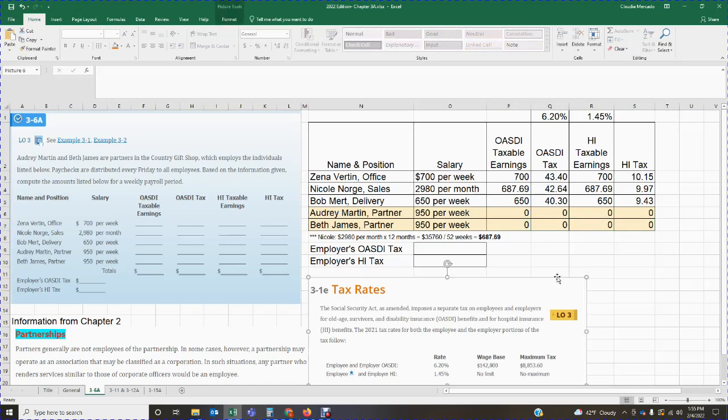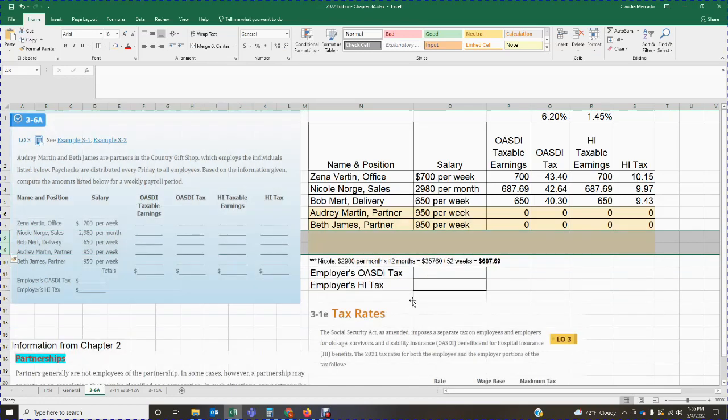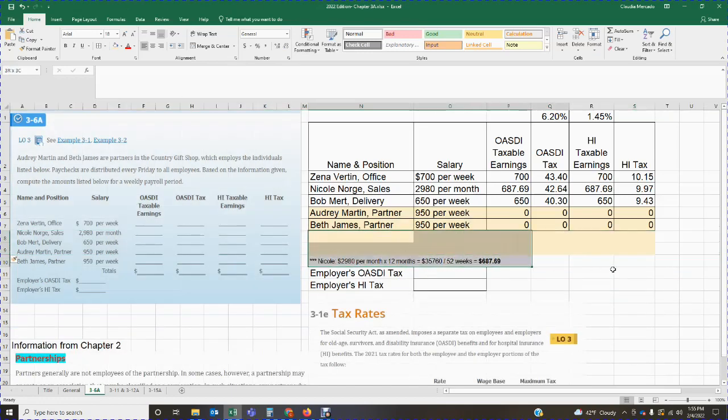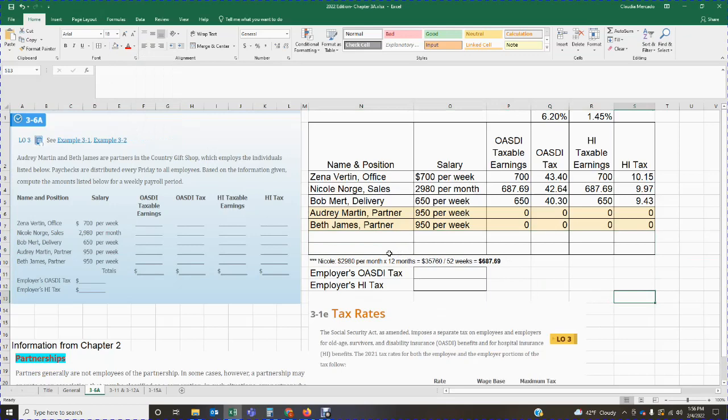Okay, so for Audrey and Beth, they make a withdrawal every week of $9.50, and it's not taxable for OASDI or for HI. Okay, so once we have that, let's get a total column. That way we know if we did good or bad. Let's see what happens. We're going to tally it up and get totals.